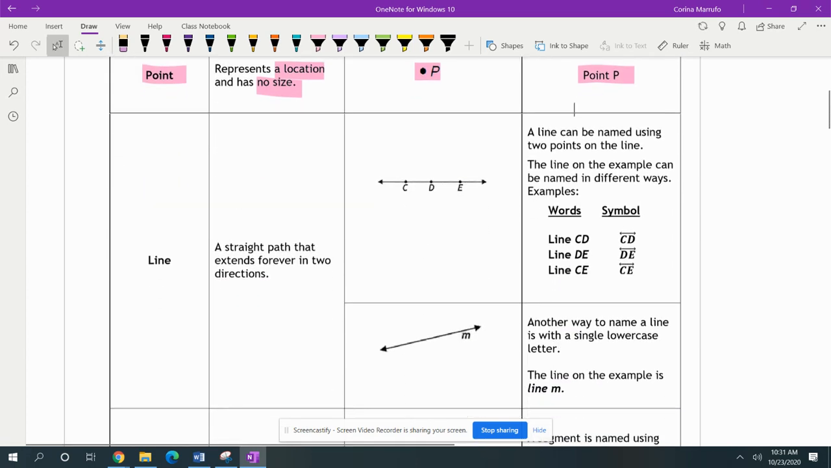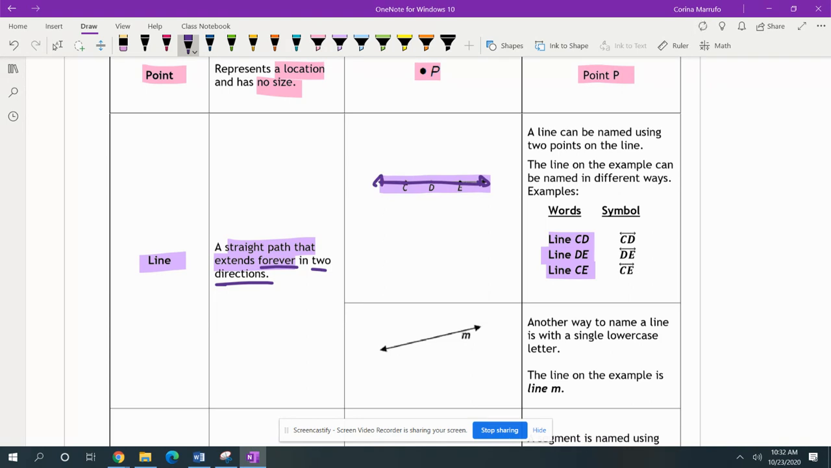Okay, the next one we have a line. So a straight path that extends forever in two directions. So remember the key word here is it extends forever in two directions. So they give us an example here. We have here where they have 3 points on this line, C, D, E, and these are the different ways that you can name this line. So you can name it CD, DE, or CE. It all means the exact same thing because the points extend forever in both directions. So as long as it's going through two of those points.